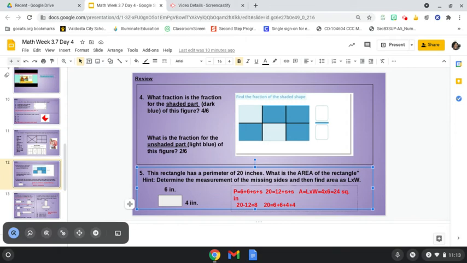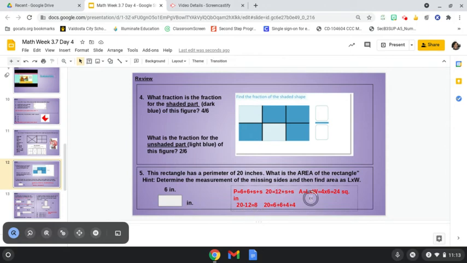The rectangle has a perimeter of 20 inches. What is the area of the rectangle? We've got to find the missing side and then find area as length times width. So perimeter equals a side plus a side plus a side, and we've already plugged in the 6. If it's a rectangle, these two sides are equal. So 6 plus 6 is 12. We know the perimeter is 20. So this is going to be 20 minus 12 equals 8.